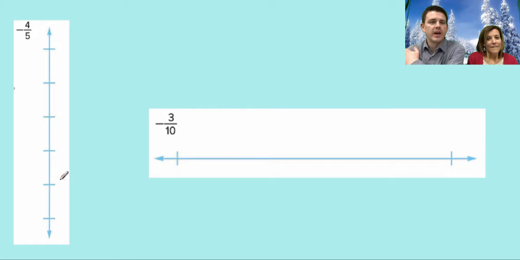Now we're going to do the same thing with our fractions. Change your pen color. Purple. So we want to graph the fraction negative 4/5.